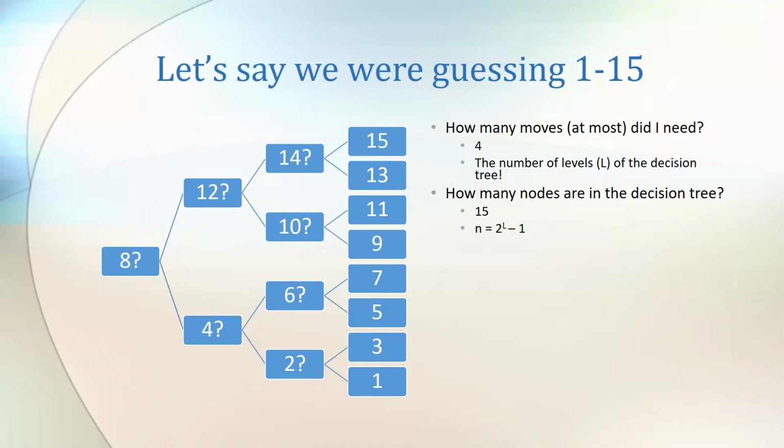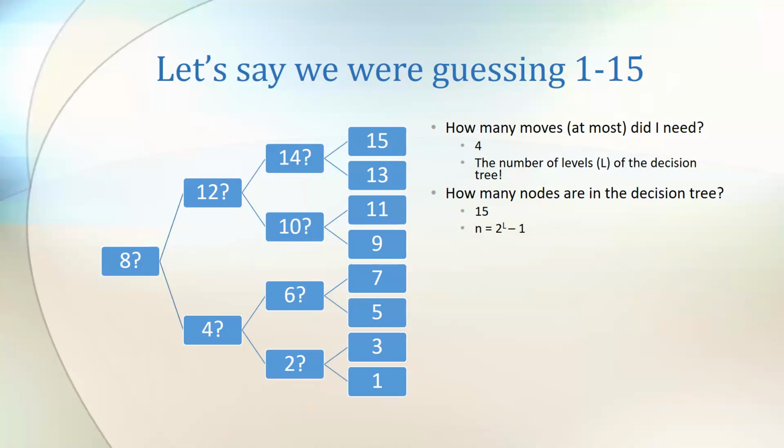N, the number of nodes, is equal to 2 to the L minus 1. Where does that come from? Okay, when I had just one node, how many levels is that? 1. So that is 2 to the 1 minus 1. And then I have 2 to the 2 minus 1, 4 minus 1, right?